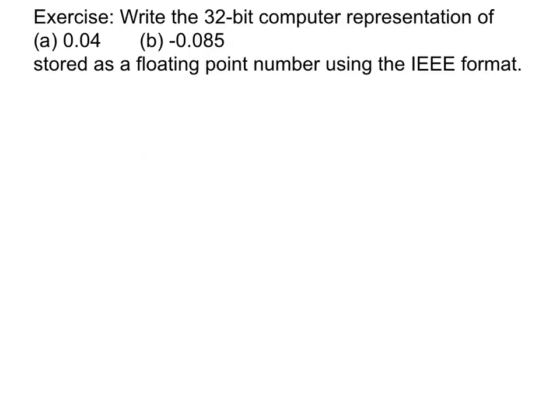Now what I'd like you to do is to try this exercise yourself and write out the 32-bit computer representation for, firstly, the positive number 0.04, and secondly the negative number minus 0.085, as they are stored as a floating point number using the IEEE format. So just repeat what I have done for these two numbers. So turn off the video, give yourself a little time to try that, have the formula in front of you as you're working through it, and see how you get on. Then come back to me and I will put up the solutions for you.